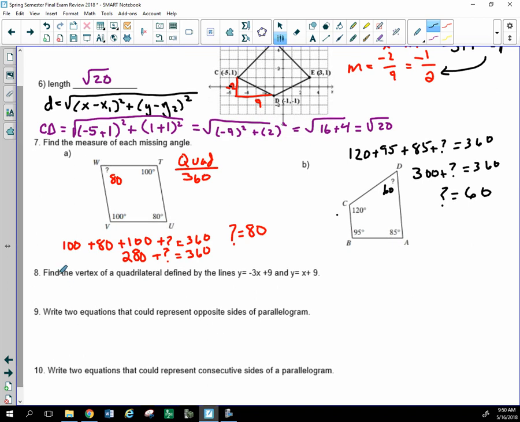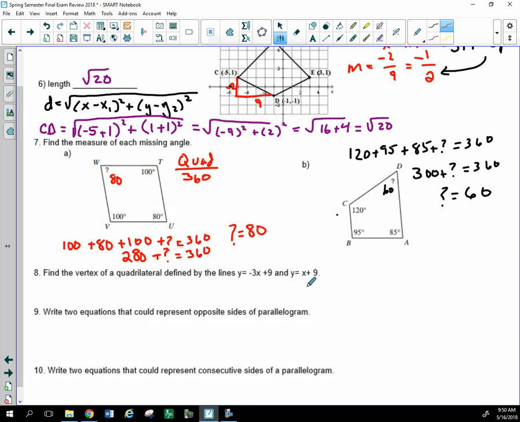Okay, moving along, to find the vertex of a quadrilateral that is defined by these two lines. Well, if I was to draw them, they would intersect because they have different slopes. And so what is their point of intersection?